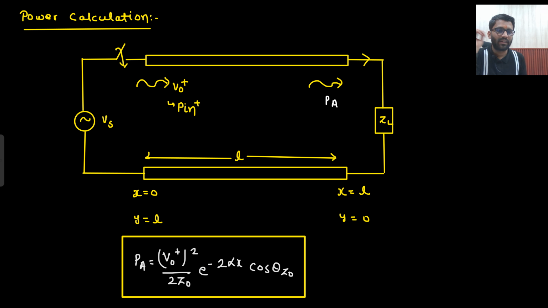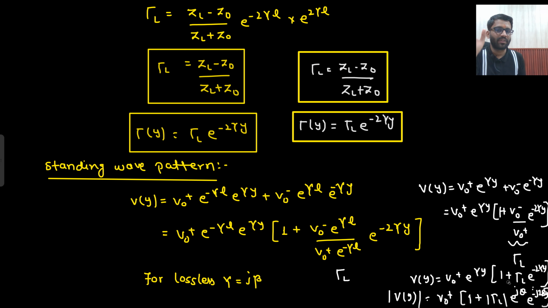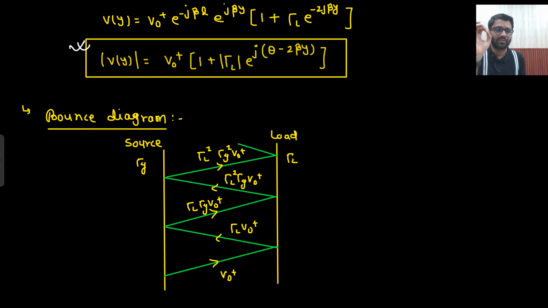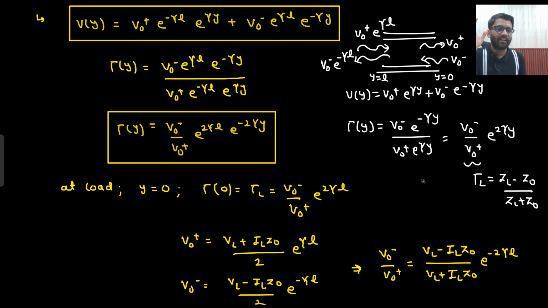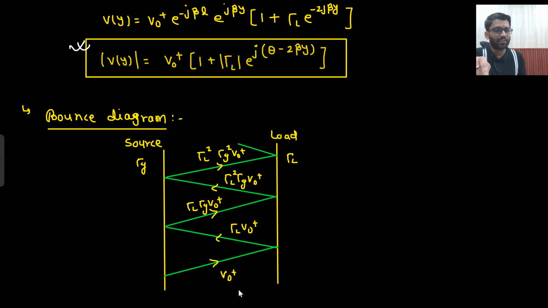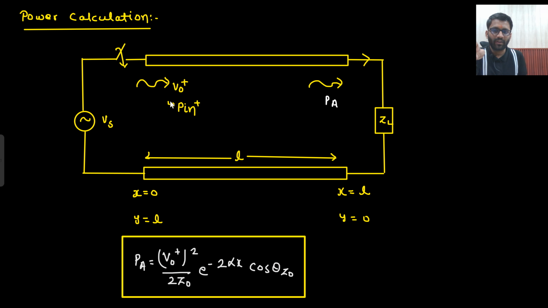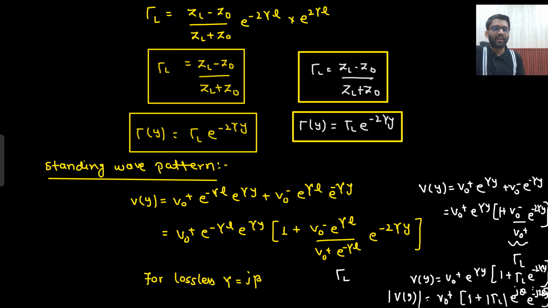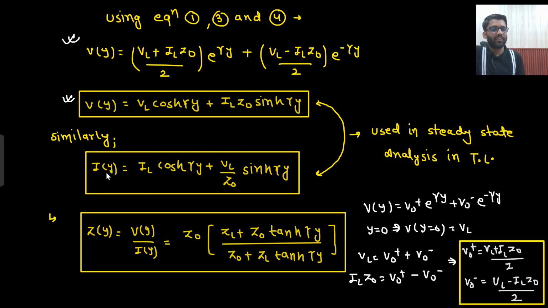So now we have covered every single topic, and I hope you are comfortable now that whether you use this expression or any other expression, you are getting the same response. Whatever analysis you have done, in the same manner you need to do the analysis. Just keep one thing in mind: if we are writing this expression, that if this is our Vy, that means we are assuming that here V naught plus e to the power gamma L is generated. But whenever you make the bounce diagram, you always assume V naught plus. Whenever you do the power calculation, you always assume V naught plus only, and you assume that this will travel down to the load.